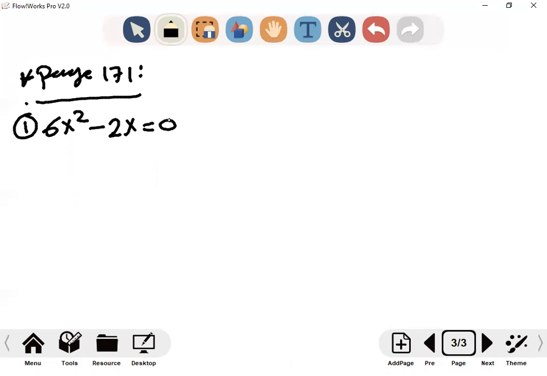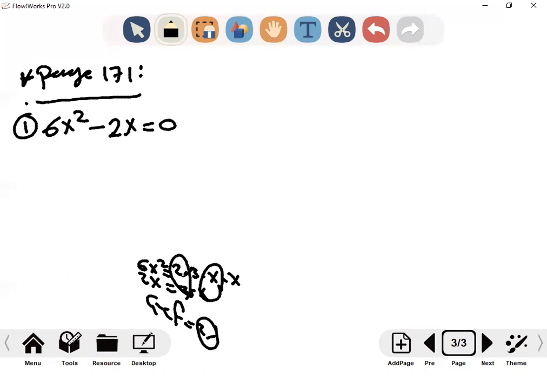6x power 2 is 6, which is 2 by 3, by x, right? With 2x, 2 by x, you have x and you have 2. So the GCF is 2x, right? Take the 2x here. Divide. 6 divided by 2, 3. X power 2 divided by x, x, right? Negative comes down. 2x divided by 2x.